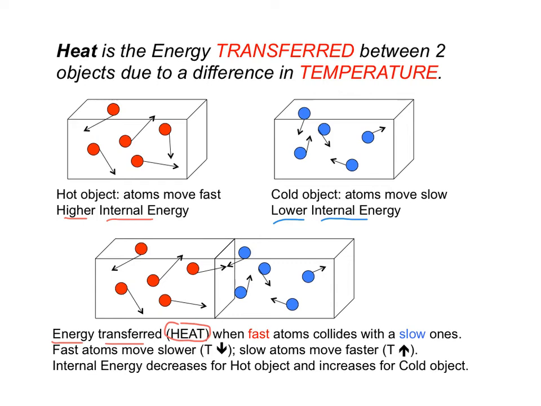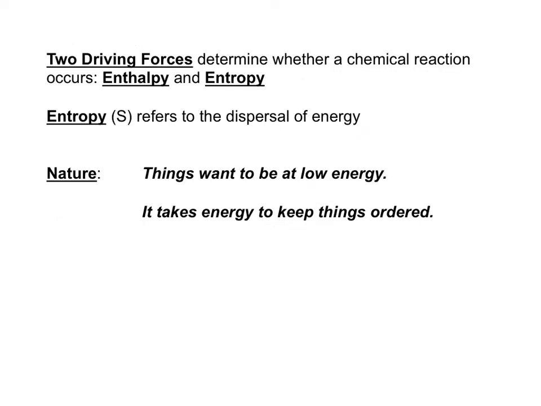The fast atoms move slower, which lowers the temperature of the hot object. The slow atoms move faster, which raises the temperature of the cold object. The internal energy decreases for the hot object, increases for the cold object. The amount of internal energy that turned into heat is called enthalpy. Enthalpy is one driving force that determines whether a chemical reaction occurs. The other driving force is entropy.